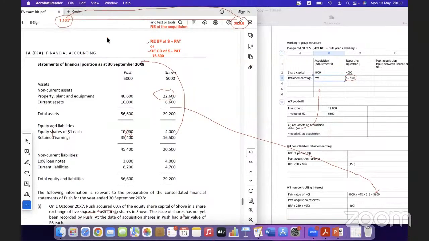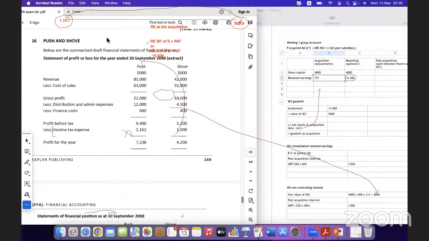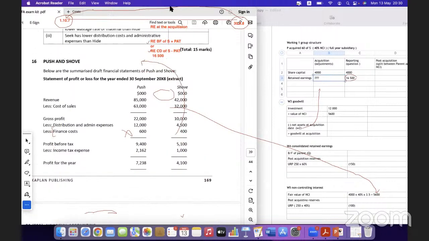Let's go to the previous page. Now, guys, when I go to the previous page, there are two profit after taxes. Here, guys, can you see? Profit for the year, 7,000, 4,000. Guys, listen, don't lose focus. We are doing this one for whom? The subsidiary. Working number 2, guys, we are doing for subsidiary. So subsidiary's profit after tax only must be subtracted.